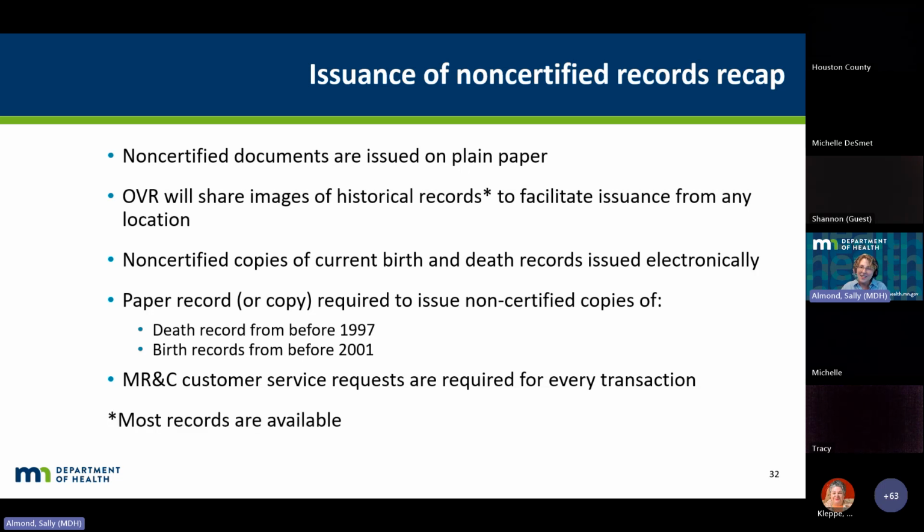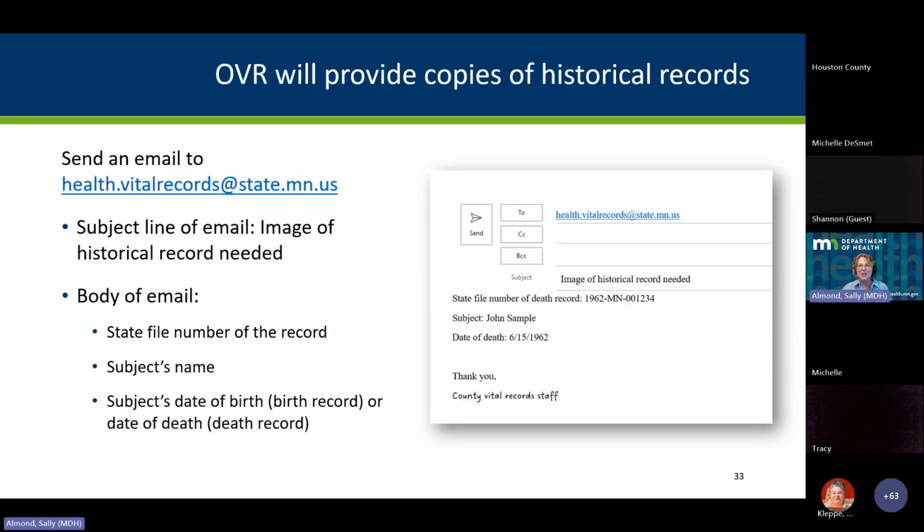Now, OVR doesn't have access to records for births prior to 1900 or deaths prior to 1908, but we'll give you what we've got. When you send an email to our office to request an image, we don't need a story, but we do need to know exactly what you need. Here's a sample email.